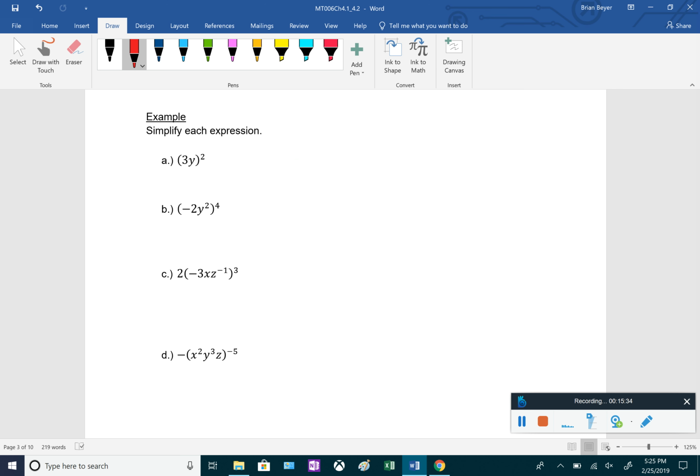Okay, let's do some examples. So we have 3y squared for the first one. So the whole thing is being raised to that exponent. So this is going to be the same as 3 squared times y squared. So that's going to be 9y squared.